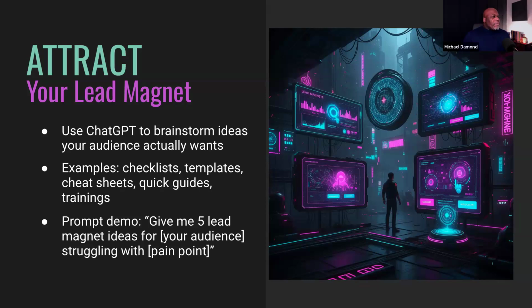All right, so let's go back in. I'm going to break down each of the letters in the acronym for you. I talked about the A being attract. This is basically going to be what your lead magnet is. We're going to use ChatGPT to brainstorm some ideas about what your audience actually wants. Some of those examples could be things like checklists, templates, cheat sheets, and quick guides.